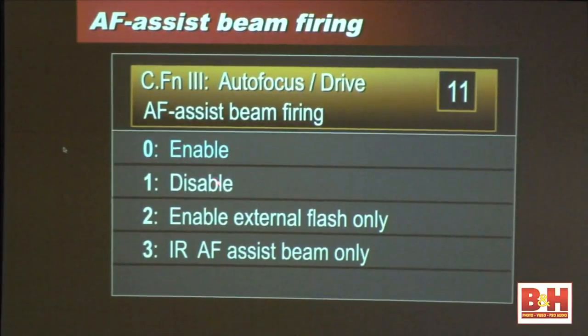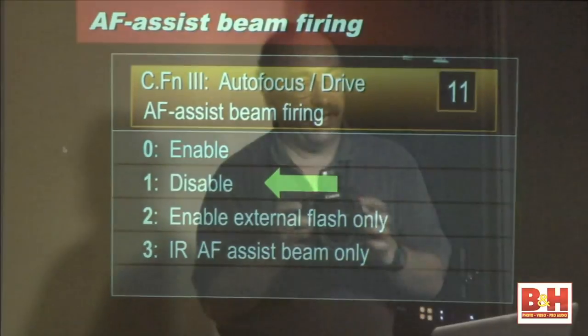Enable means that anytime the camera needs an assist beam and there's a flash on the camera or you're using the built-in flash, it's going to fire. Disable means you've said, I don't want a focus assist beam, and you may not. Some people are concerned about it showing up in other people's pictures or distracting a subject. If you're using the built-in flash, this is a factor to consider. No matter which camera you're using, if you're using the built-in flash, the way the focus assist works in our system can, to be perfectly honest, be a little distracting to say the least.